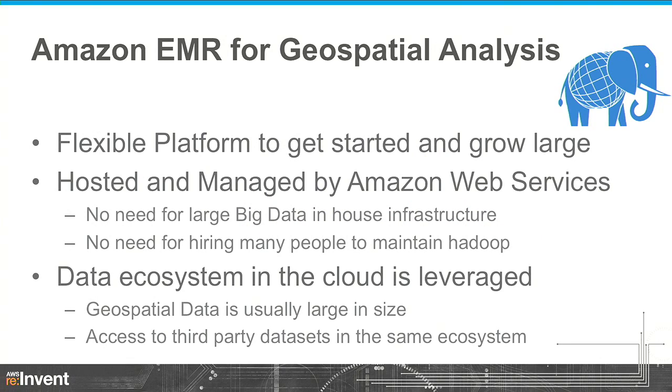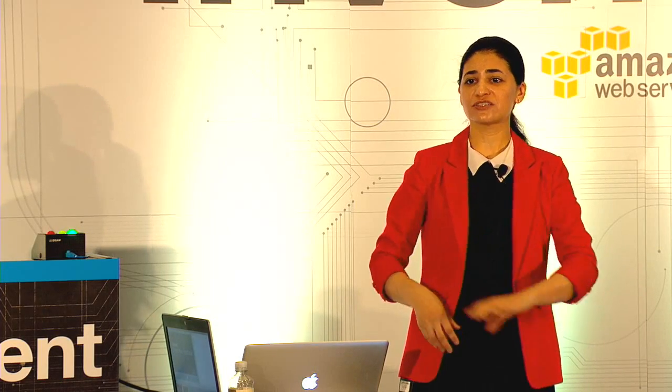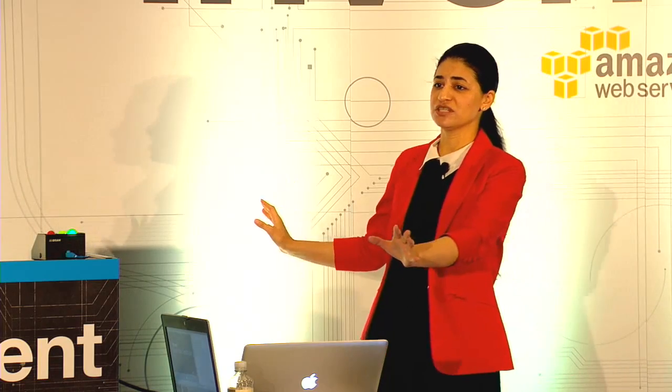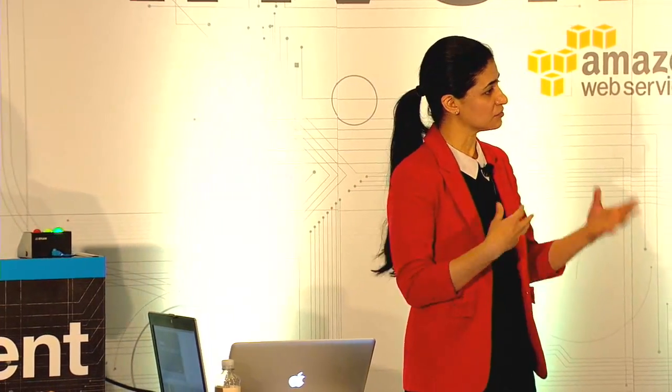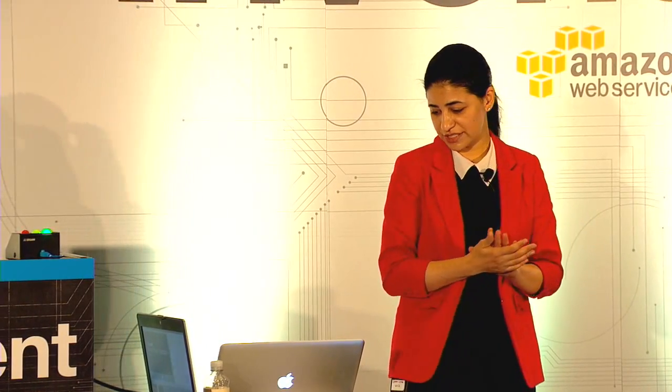So why would we use Amazon EMR for geospatial analysis? Well, it's a very flexible platform to get started, and then from there, grow large. If you come from the GIS side and you don't have big data infrastructure, this is a very quick way for you to deploy a cluster. So you don't have to just run one VM on your development machine. You can actually deploy multiple machines in the cloud, get your queries running, do some analysis and play around, and then when you're done, shut it down.